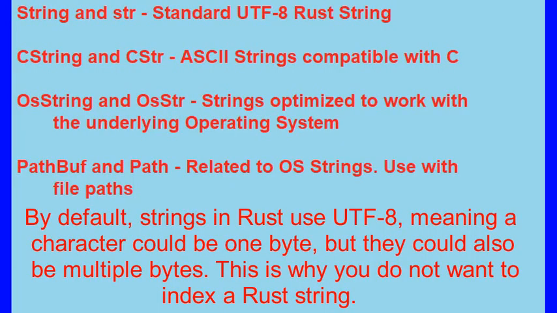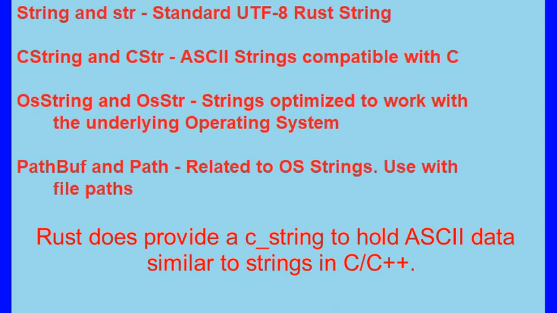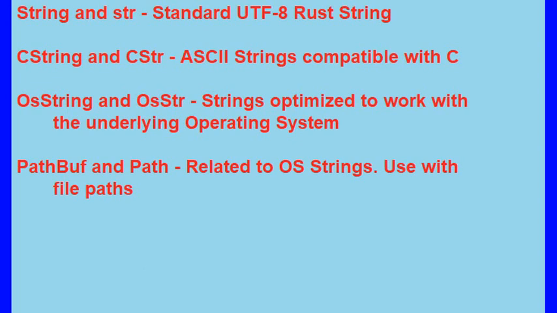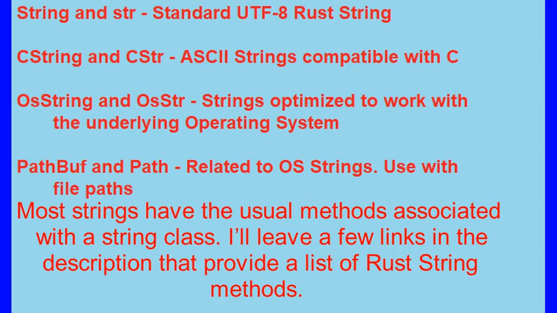By default, strings in Rust use UTF-8, meaning a character could be one byte, but they could also be multiple bytes. This is why you do not want to index a Rust string. Rust does provide a C string to hold ASCII data similar to strings in C and C++. Most strings have the usual methods associated with a string class. I'll leave a few links in the description that provide a list of Rust string methods.